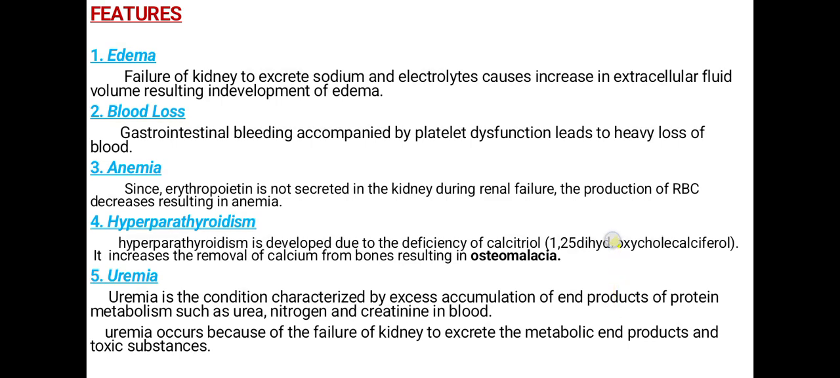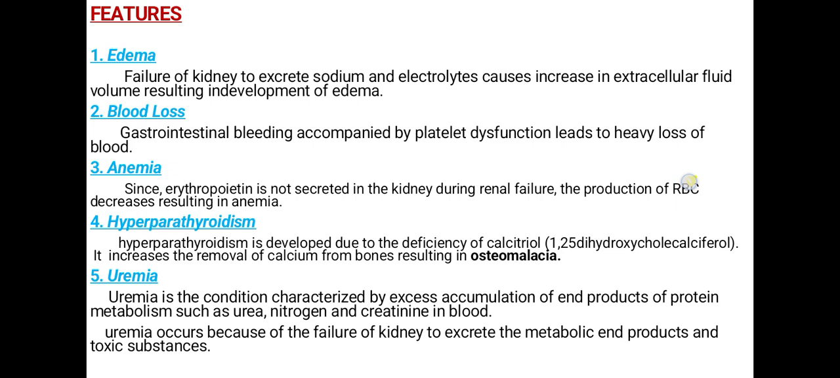Then anemia. Since erythropoietin is not secreted by the kidney during renal failure, the production of RBC decreases, resulting in anemia. Then the fourth one is hyperparathyroidism. Hyperparathyroidism develops due to the deficiency of calcium. It increases the removal of calcium from bone resulting in osteomalacia.